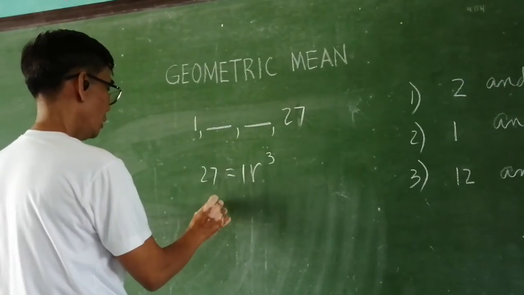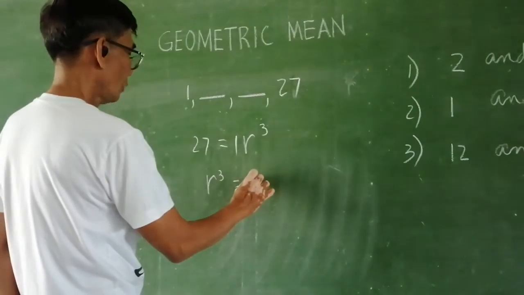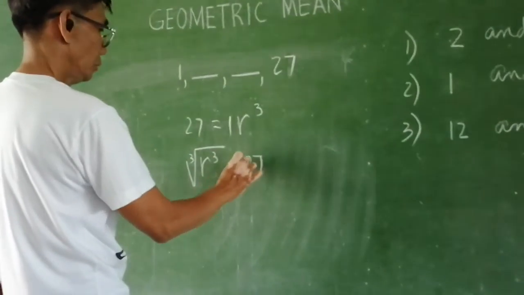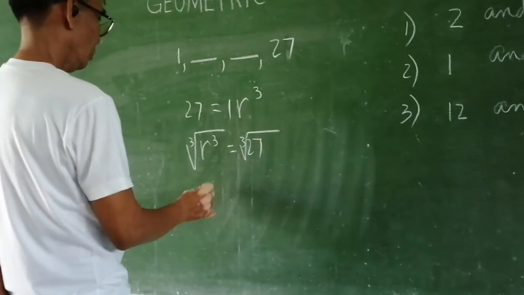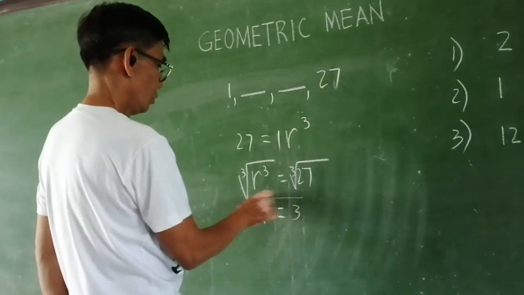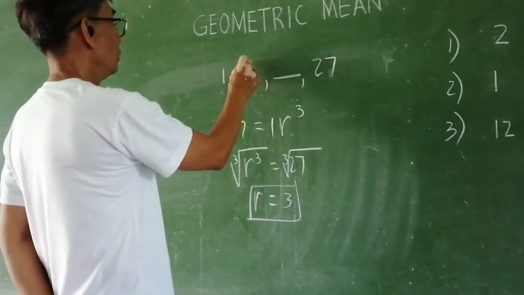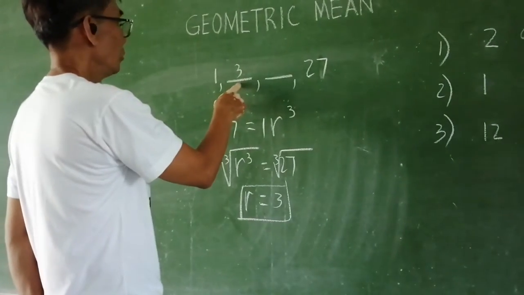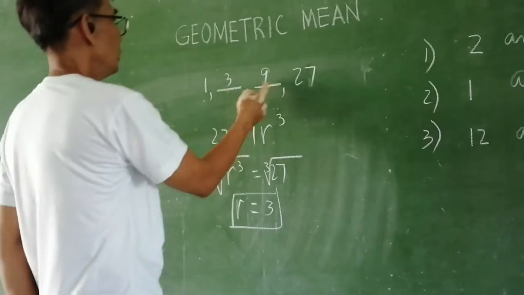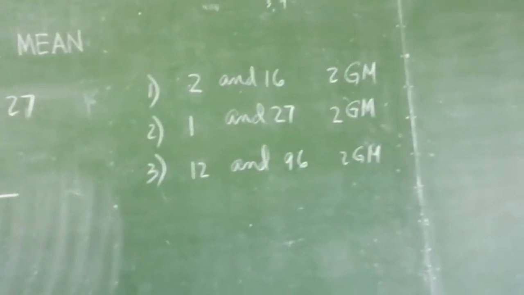So understood that r cubed will be equal to 27. Take the cube root again. Cube root. So r will be equal to the cube root of 27, which is 3. So therefore, the second term will be 3, and 3 times 3 is 9. So here are the geometric means for this case. Okay, so that's how to do that.